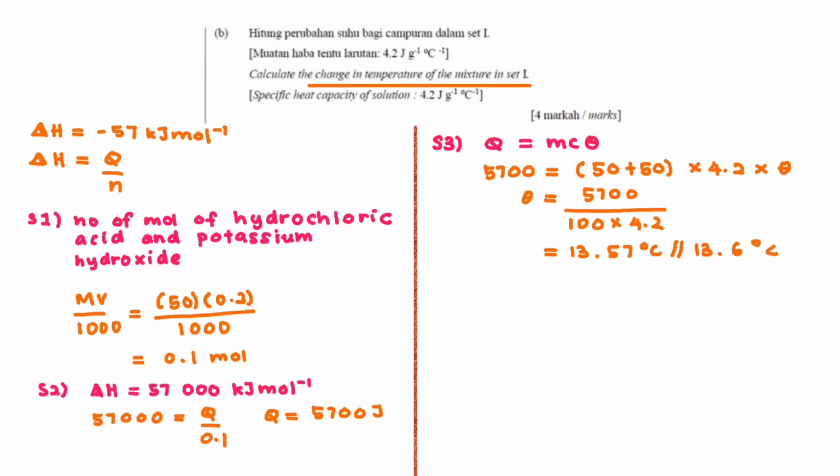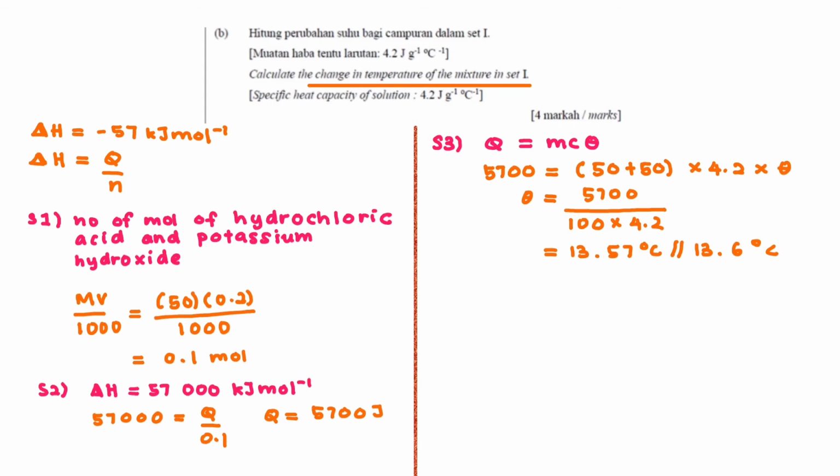Calculate the change in temperature of the mixture in set 1. Specific heat capacity of solution given is 4.2. Step 1. Find n. Use the formula n equals MV over 1000, where M is concentration and V is volume. We will get n equals 0.1 mole.